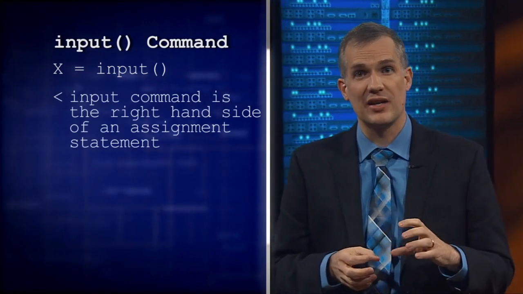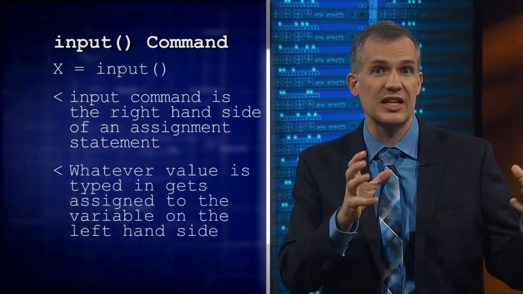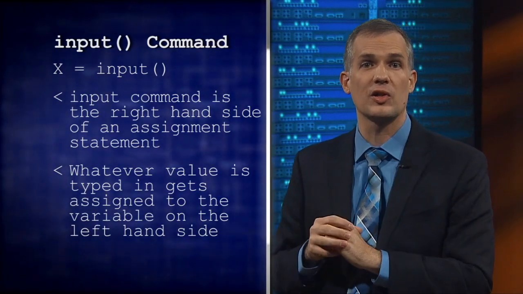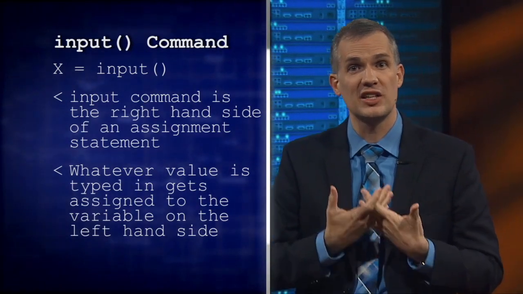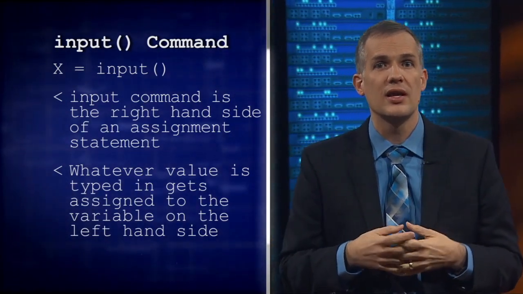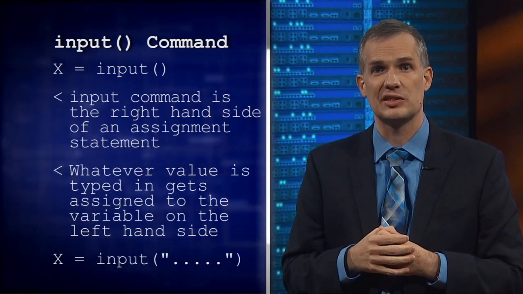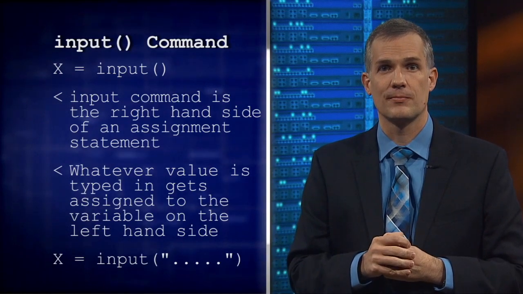The input command is put as the right-hand side of an assignment statement. It gets whatever a user types in, so that it can be assigned to whatever variable is on the left-hand side. To display some text on the screen to prompt the user for input, the input command also lets us include a quoted string in the parentheses. This will be printed out right before the user types in input.